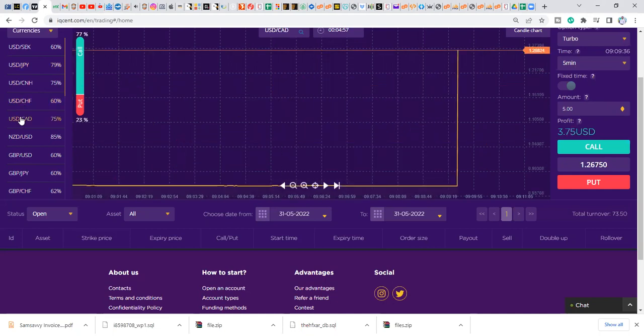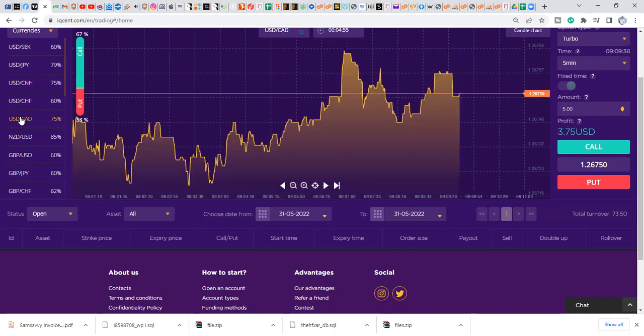So the first currency is known as the base currency. The second currency is known as the quote currency. For instance, in USD CAD, USD is the base currency and CAD is the quote currency.